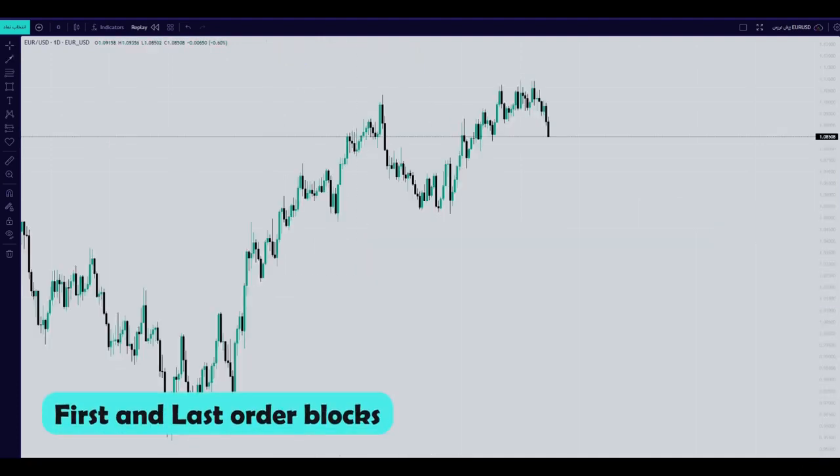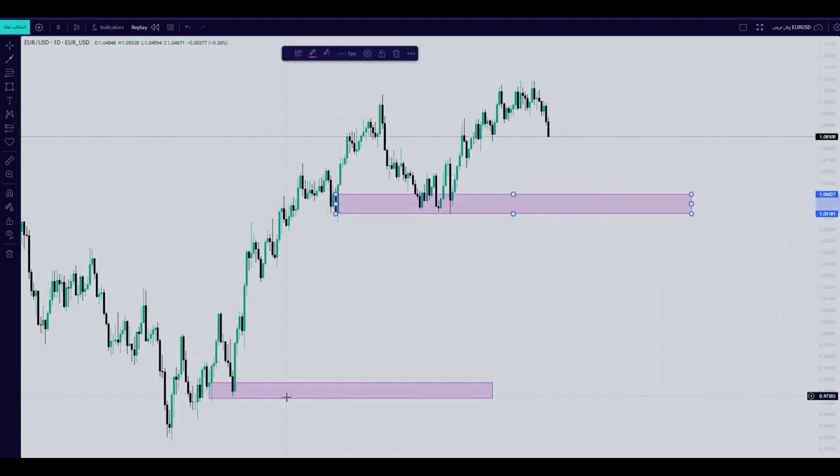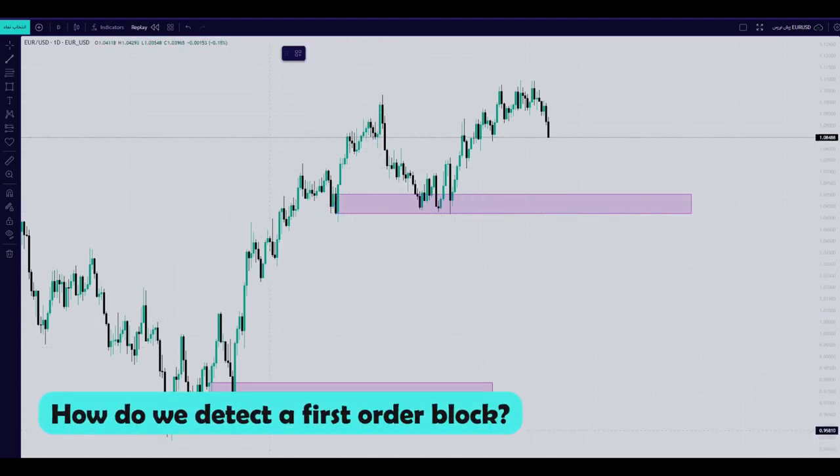Only the first and last order blocks in a momentum are the valid ones. Here is the first order block in this position, and here is the last order block. These two order blocks, which are the first and last order blocks in this situation, these are the only ones we can consider valid. Now, how do we detect a first order block?